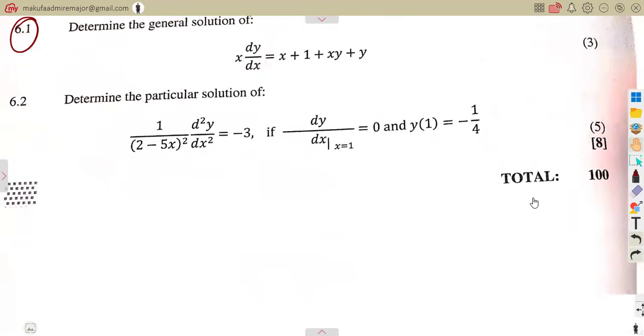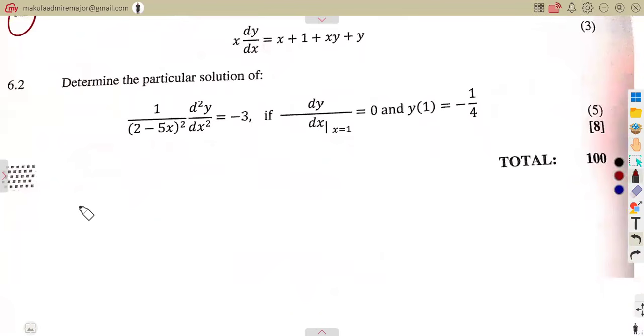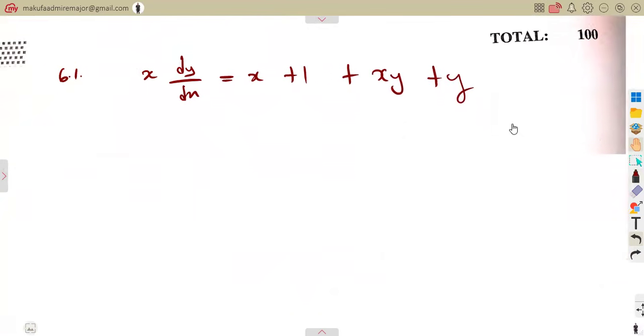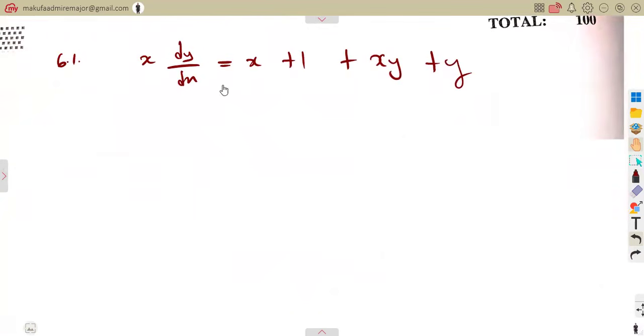Determine the general solution. That's 6.1. So we're given dy/dx is equal to x plus 1 plus xy plus y. So we do know that in order for us to solve this differential equation, we need to separate the terms of x to one side and the terms of y to one side, that is by separation.